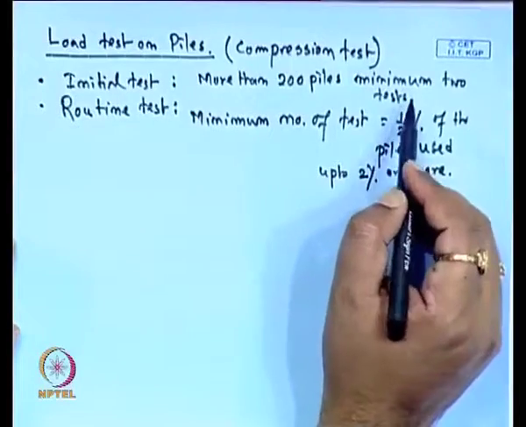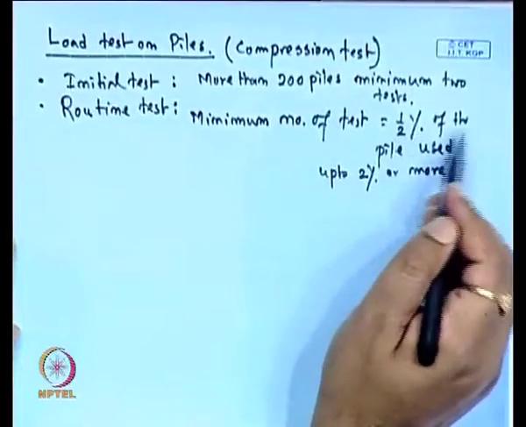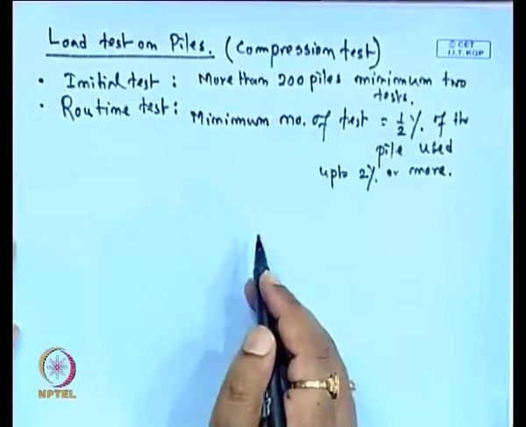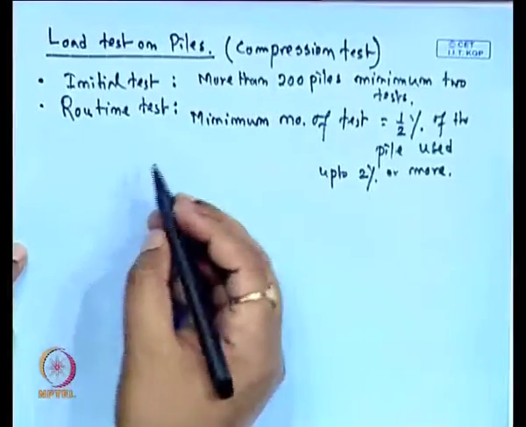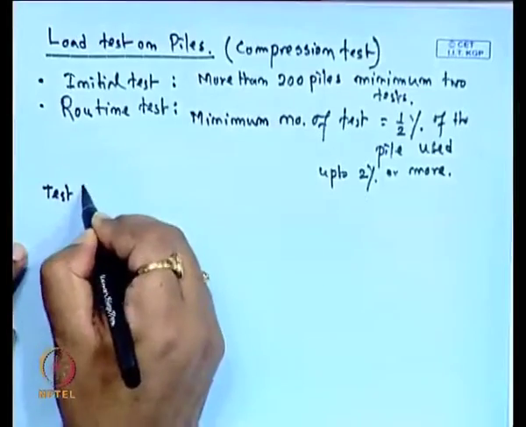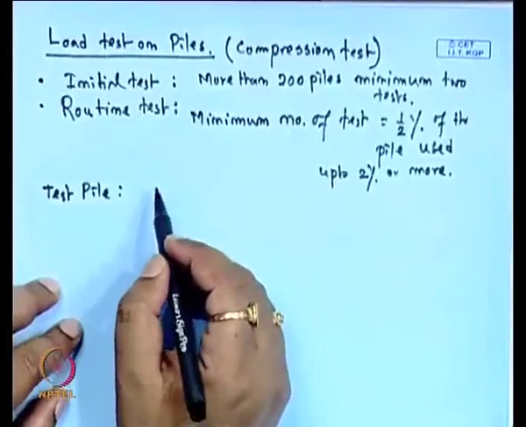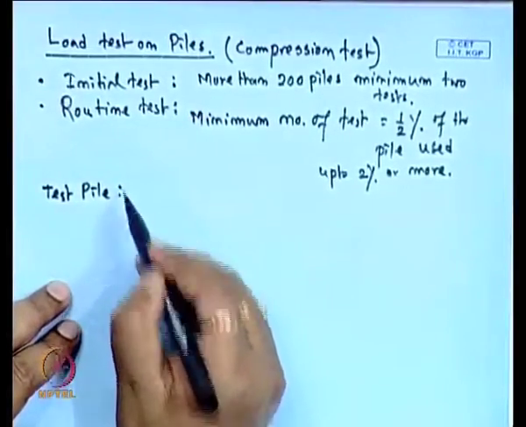Now, for more than 200 piles, a minimum of 2 test piles for the initial test are required, and the minimum number of routine tests is generally 0.5% of the piles used, up to 2% or generally more. Now, the test pile and working piles are used only for load testing and do not carry the load of the superstructure, as I have already mentioned.